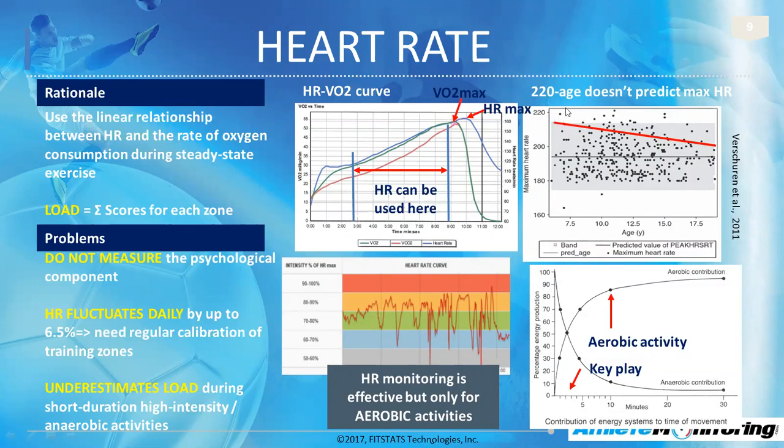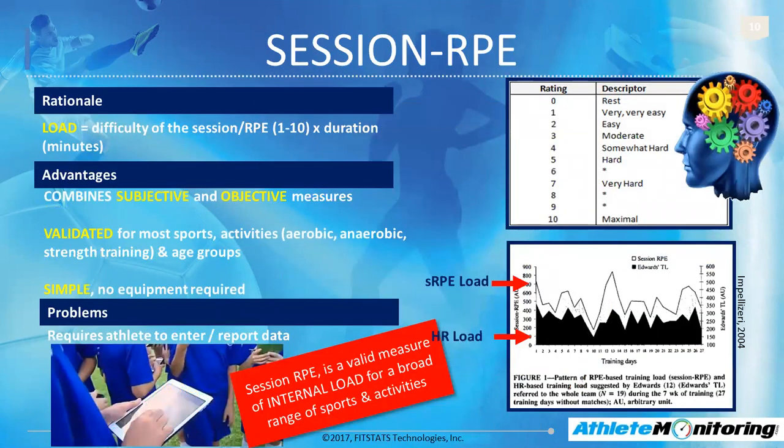That's the 220 minus the age. That's the formula, and that's the data point here. So you can see there is a big discrepancy between the prediction and the actual measurement. And finally, the most important thing, if you work with sports that rely on short duration, high intensity, repetitive sprint type of activities, well, the heart rate monitoring underestimates load for those types of activities. Now we do have the session RPE.